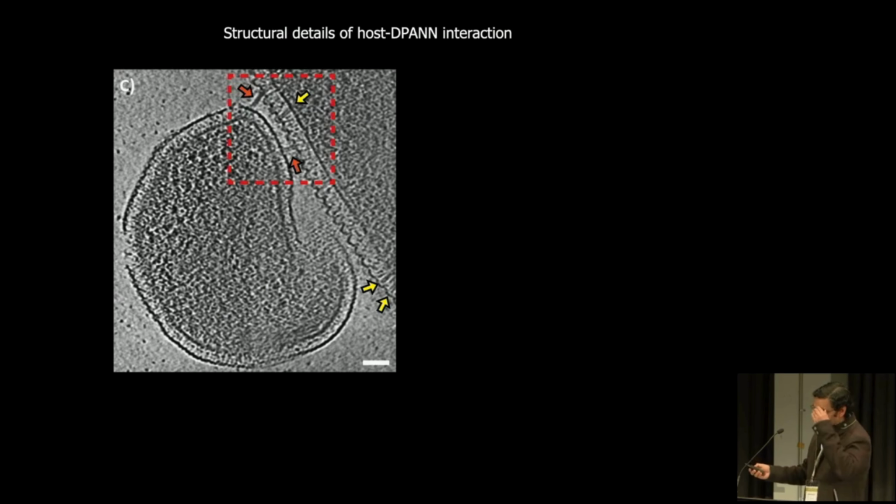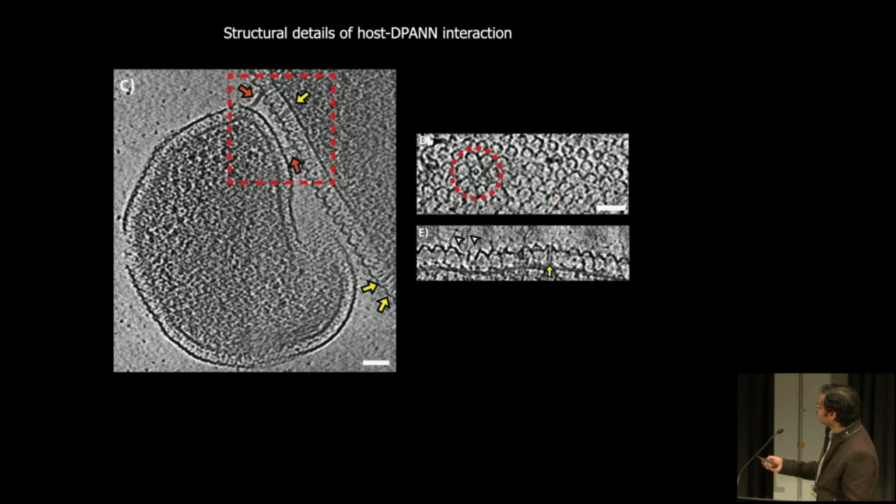So if we look at a tomographic slice of this, so that's a 3D volume, it's very clear that this is the DPANN archaea, this is the host, and there are these tube-like structures that extend between the two cells. And what we also found is that in the host cell, these tubes are already present. They are in their prime state. And when the DPANN cells come in contact with the host, these prime tubes will just elongate, and they'll extend to the DPANN and form this conduit so that they can exchange material between the two different cells.